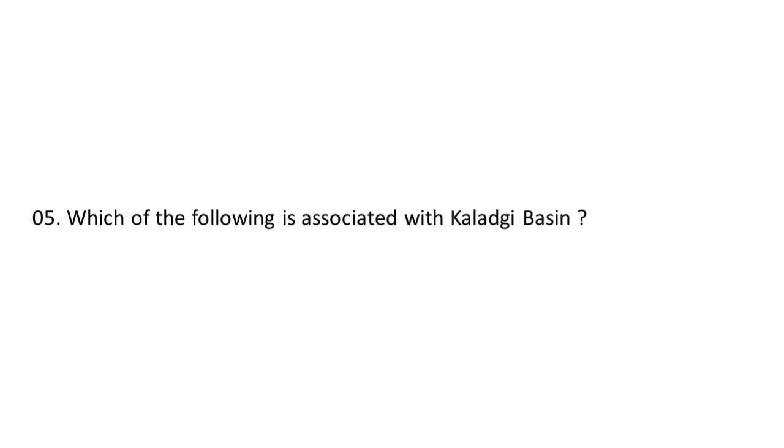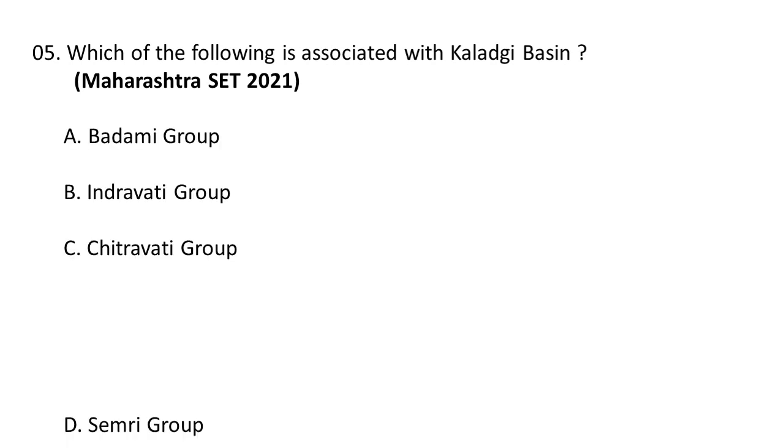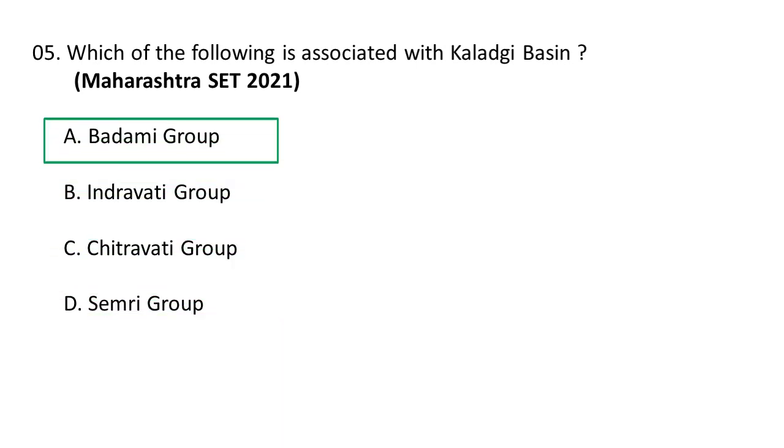Next question. Which of the following is associated with Kaladgi Basin? The choices are A. Badami group, B. Indravati group, C. Chitravati group, D. Semri group. The correct option is A, Badami group. The Badami group is associated with the Kaladgi Basin in India. The Badami group is a part of the Kaladgi supergroup, and it is a sedimentary succession in the Kaladgi Basin, which is located in the northern part of the western Dharwar craton. So the Badami group is associated with the Kaladgi Basin. A is the correct option.